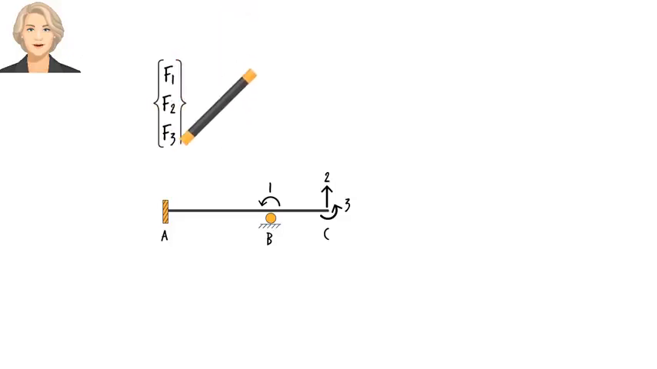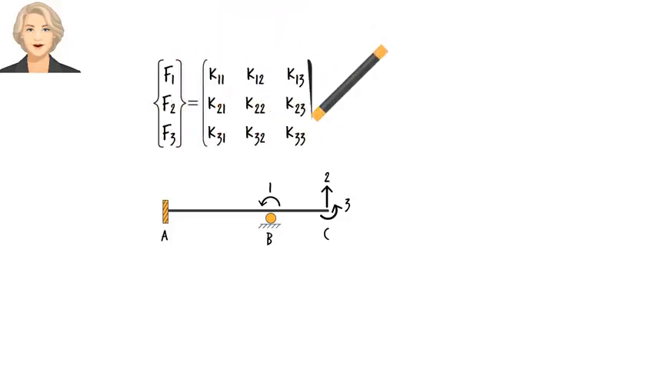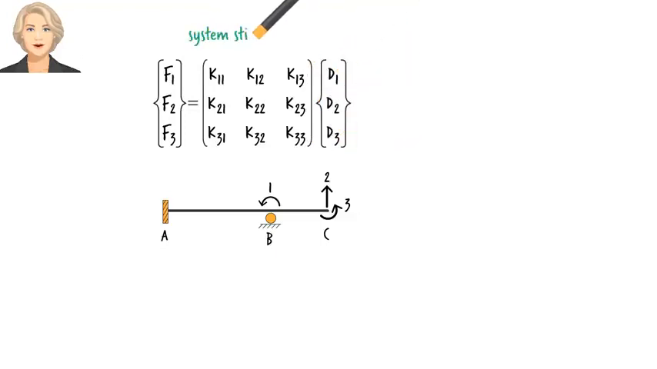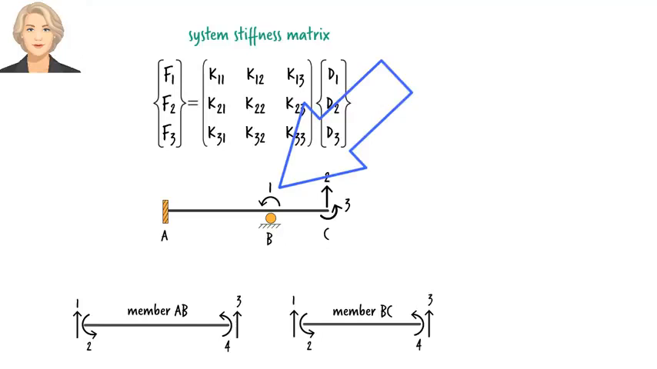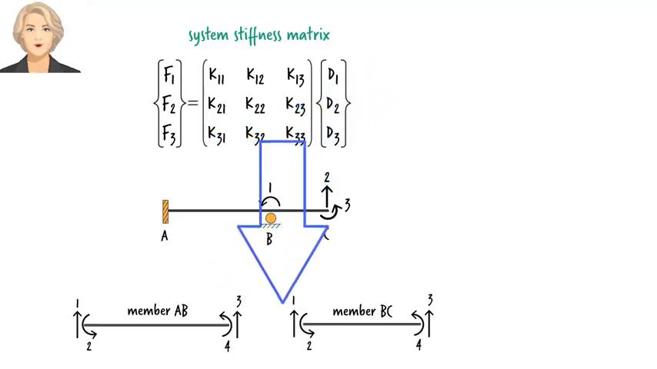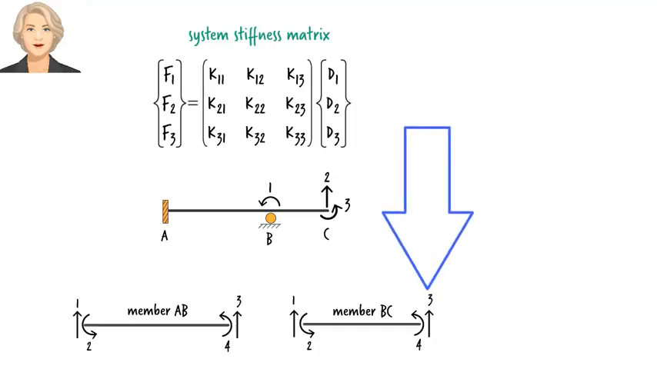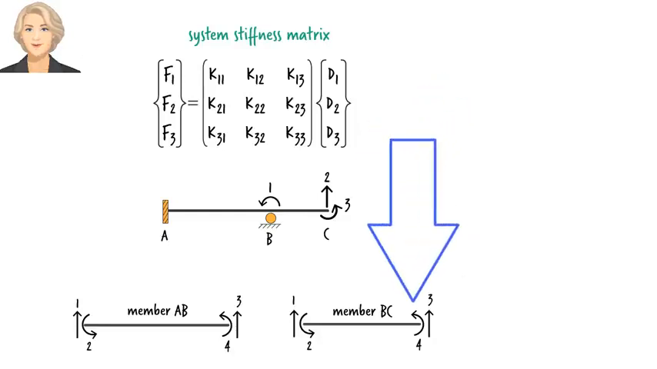The relationship between the system force vector and displacement vector can be defined using a system stiffness matrix. For our beam, this matrix has to be 3 by 3, since there are 9 force displacement pairs here. We determine the elements of this matrix by adding the related elements from the member stiffness matrices. Let's examine the correlation between the degrees of freedom of the system and those of the members. D1 of the system is the same as D4 of AB and D2 of BC. D2 of the system is the same as D3 of BC. And D3 of the system is the same as D4 of BC. The same correlation holds true between system and member forces.